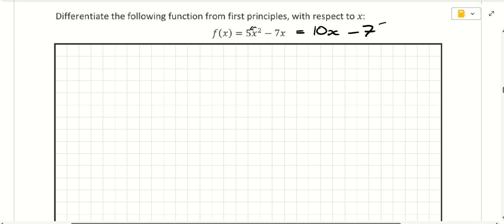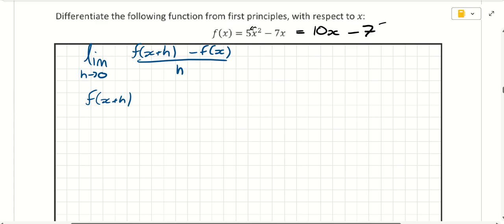But first principles means you get the limit as h tends to 0 of f of x plus h minus f of x, all over h. So basically you're trying to get two points that are so close together that there's no distance between them, and you're getting the slope at that point. So anyway, you have to get f of x plus h. That just means sub in x plus h. So that's 5 times (x plus h) squared minus 7 times (x plus h).